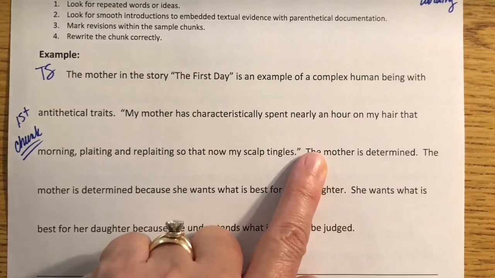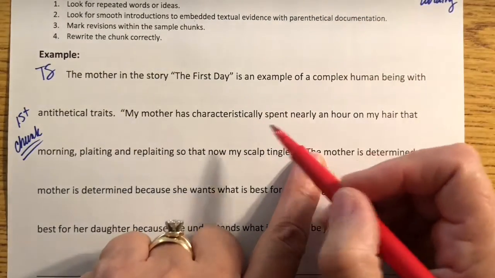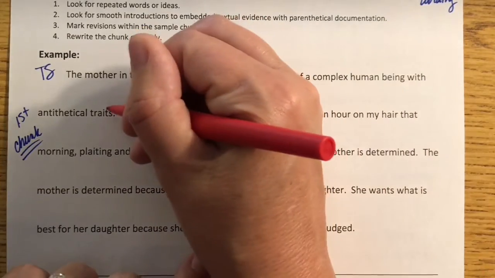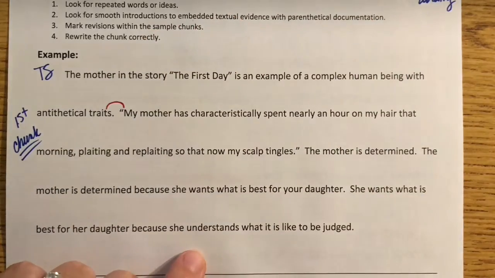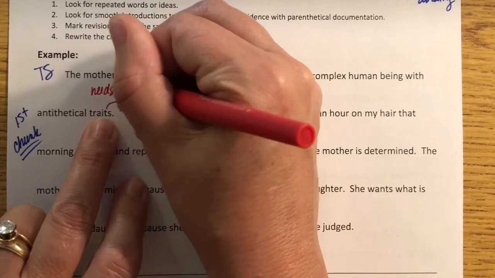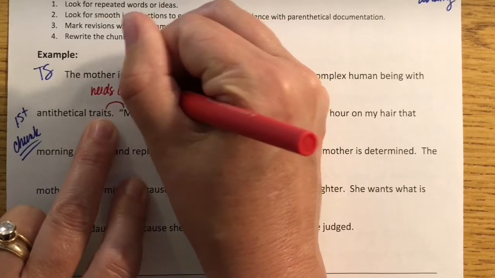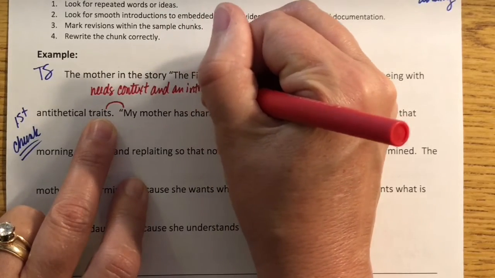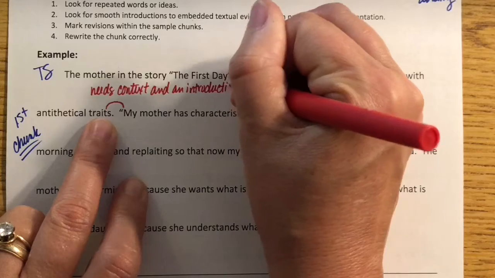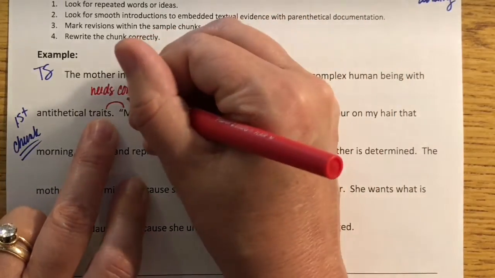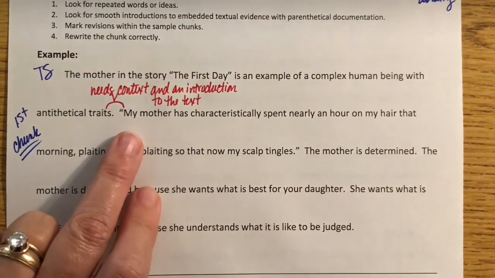So the first thing that's really, really wrong, and I'm going to switch to a red pen now. You don't have to, but you might want to. I'm going to mark some things that are really missing here. First of all, there's a huge jump right here. And the jump is that it needs context. It needs the context of what's going on in the story and an introduction to the text. Okay, so we need to insert that right there.